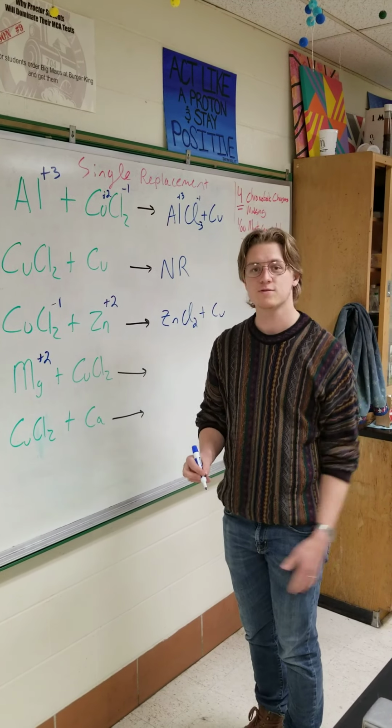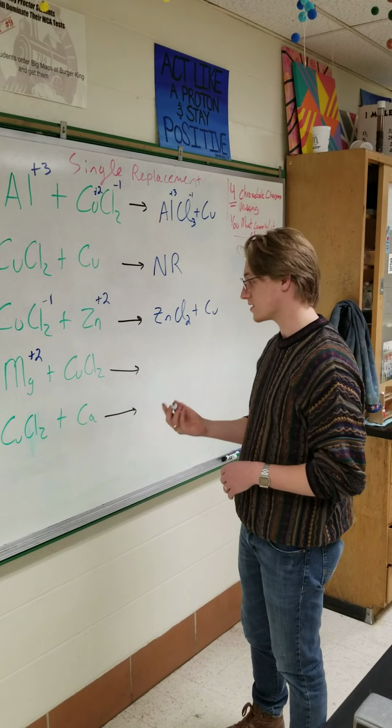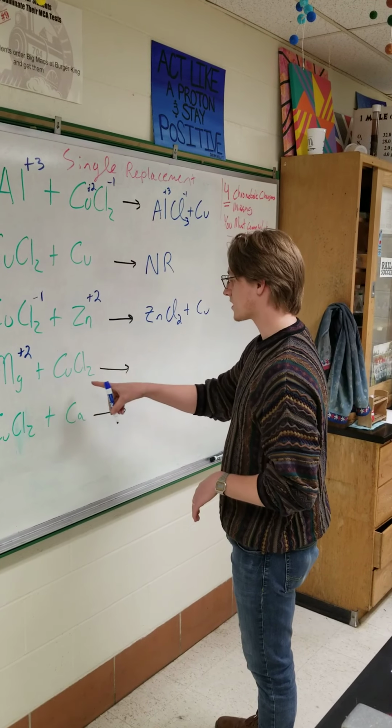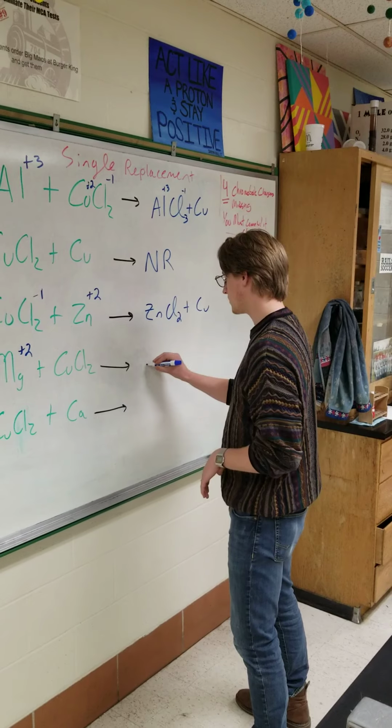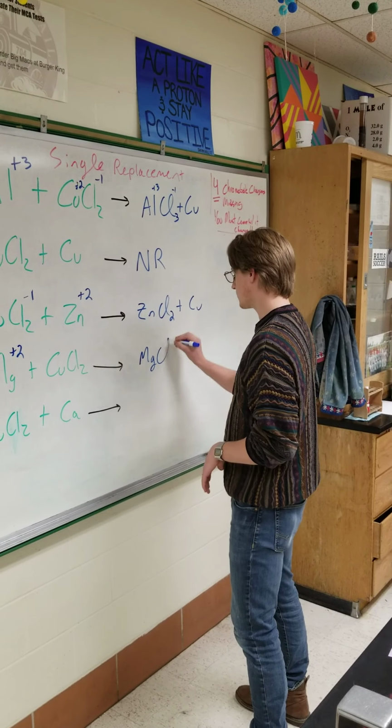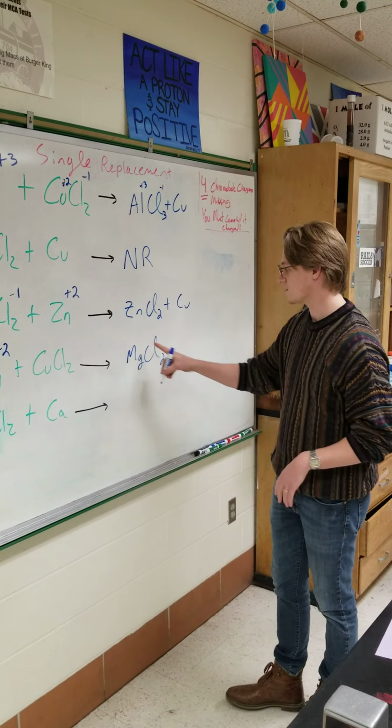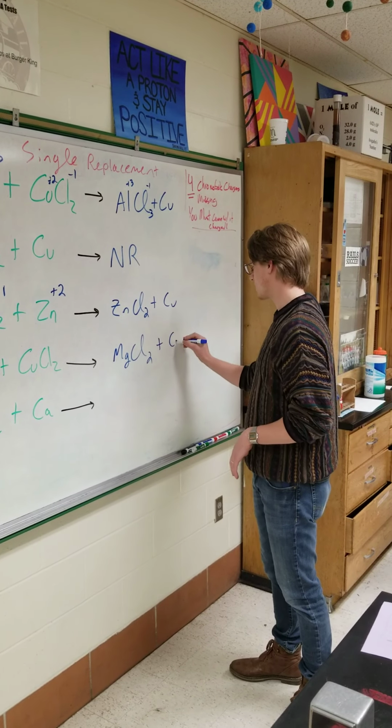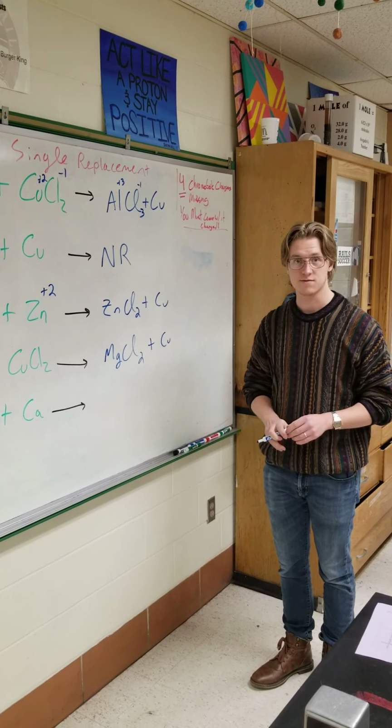Remember, magnesium is in group 2, with 2 valence electrons. It's losing 2, so it has a +2 charge. It's going to replace the copper. We know chlorine's -1, so with magnesium and chlorine, you're going to need 2 of these to balance the +2. And then once again, copper is out here by itself.